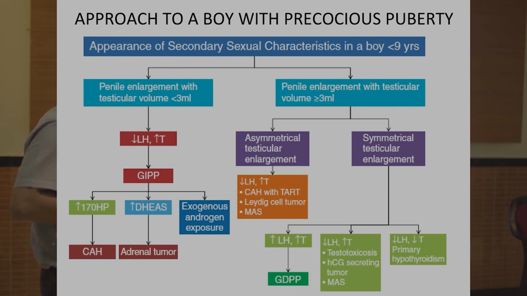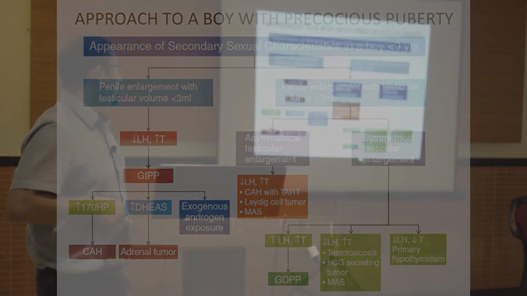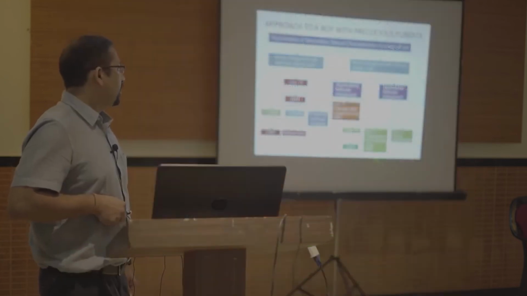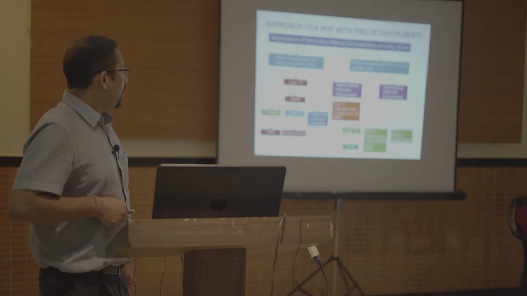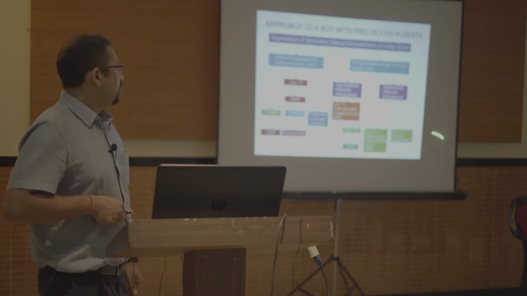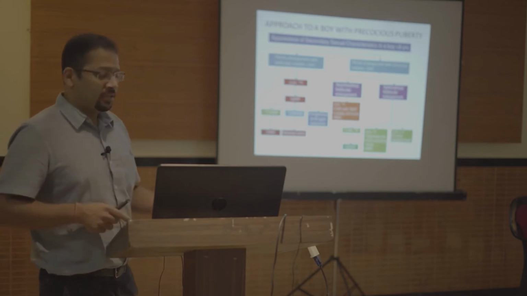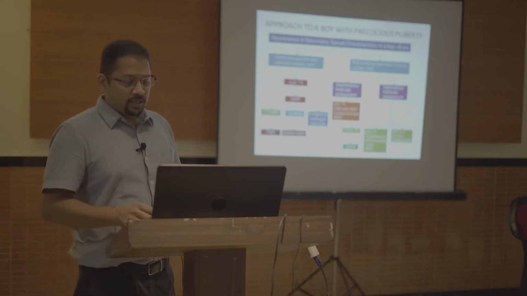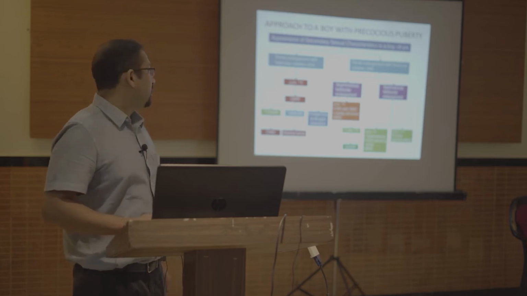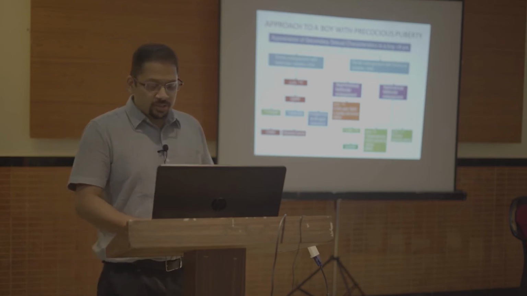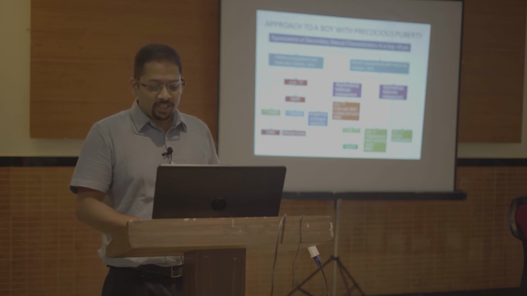If the enlargement of testes is symmetrical and LH and testosterone are both raised, then it can be GDPP. If LH is decreased and testosterone is high, then it can be seen in testotoxicosis, or the patient can have an HCG secreting tumor, or a Leydig cell tumor. If both LH and testosterone are low, then it can definitely be primary hypothyroidism, because in hypothyroidism the high TSH has a spillover effect on the FSH receptors of the Sertoli cells, which is related to the enlargement of the testes.